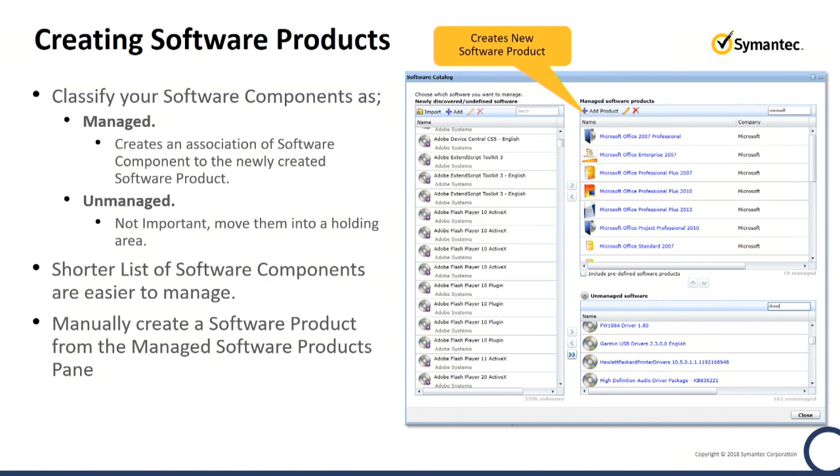And you can also manually create one if you need to, straight from the software catalog. So pressing the Add Product button basically brings up a product view. You enter all the information.